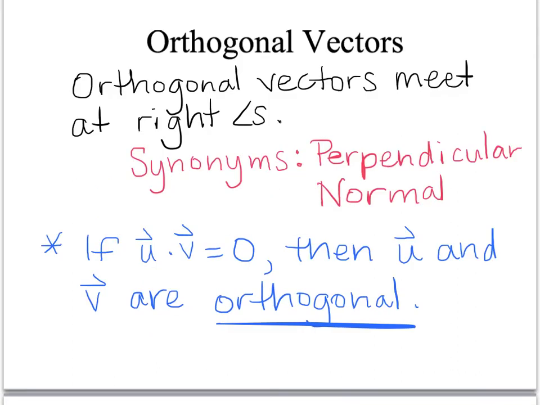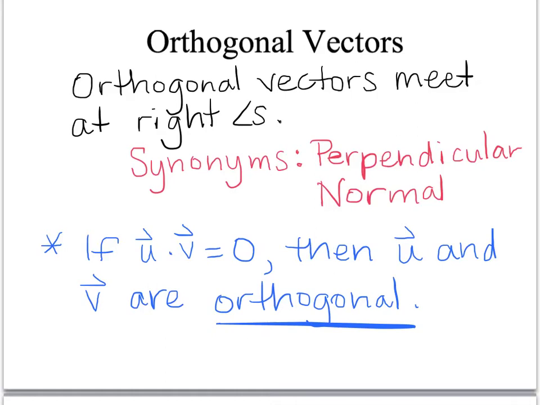Okay, orthogonal vectors. Orthogonal is a term you probably haven't heard before. It's very simple. Orthogonal simply means that the vectors meet to form a right angle. So some synonyms, one of these you should know, the other one might also be new. We call perpendicular lines lines that meet at right angles. So perpendicular vectors are the same as orthogonal vectors. Another word for perpendicular or meeting at right angles is normal. Orthogonal, perpendicular, normal all mean the same thing.